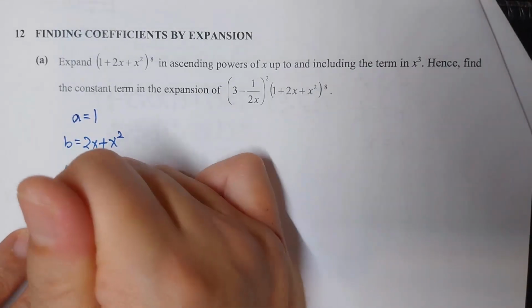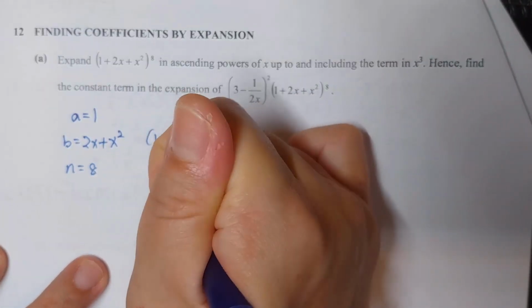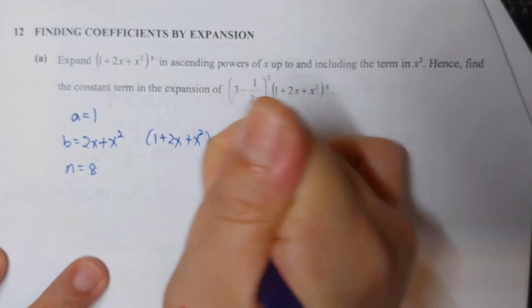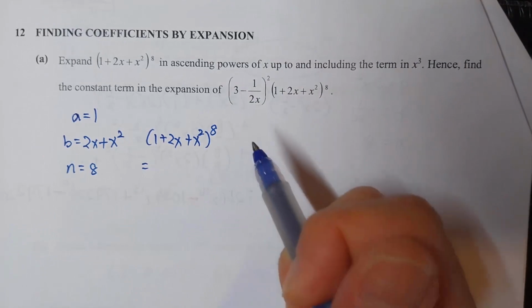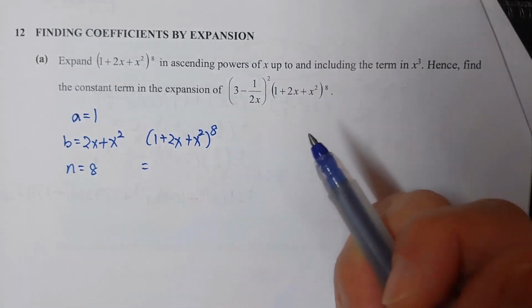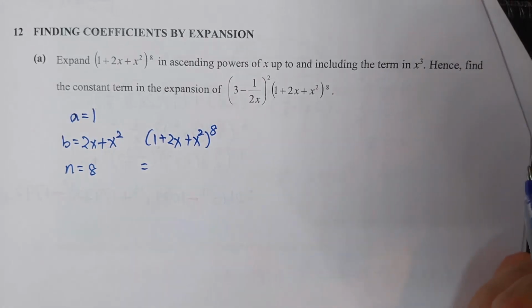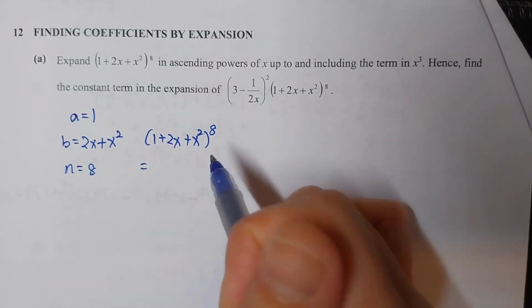And the value of n will be 8. So let's expand (1 + 2x + x²)⁸. First, without referring to the binomial expansion formula or the binomial theorem formula, let's see whether we can do this from memory.